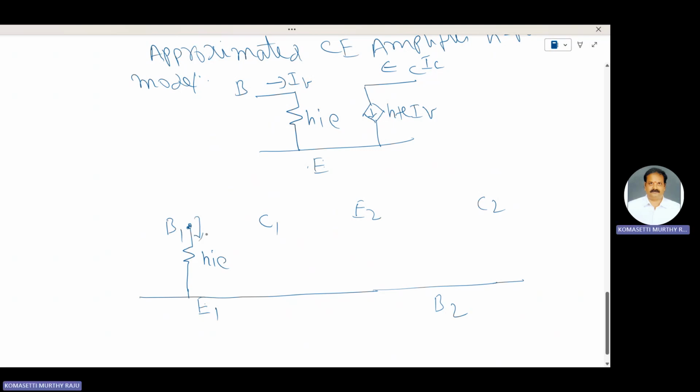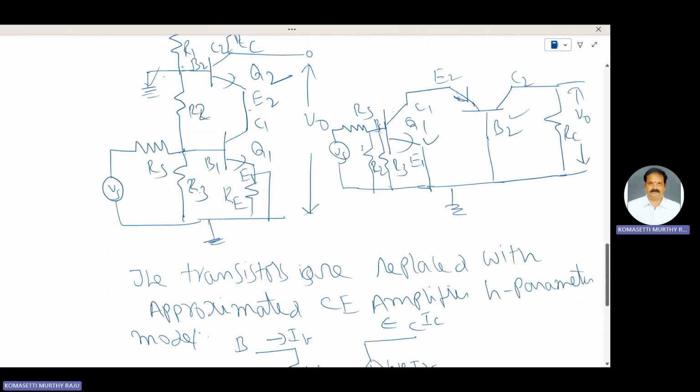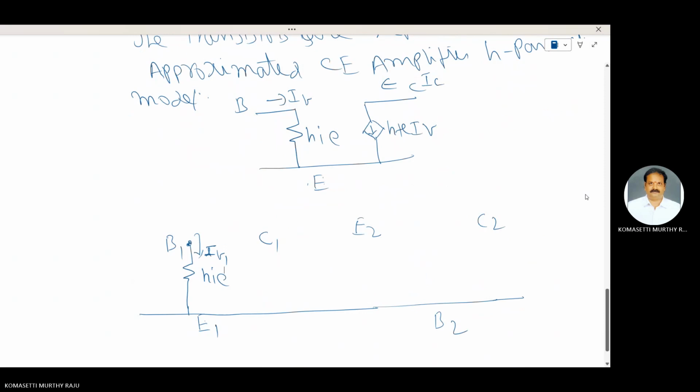The current flow through this one is IB1. For the transistor, the base current is IB1. B1 is connected to R2 in parallel with R3, that is RB, the biasing resistance, equal to R2 parallel with R3. Here Vs is in series with RS.